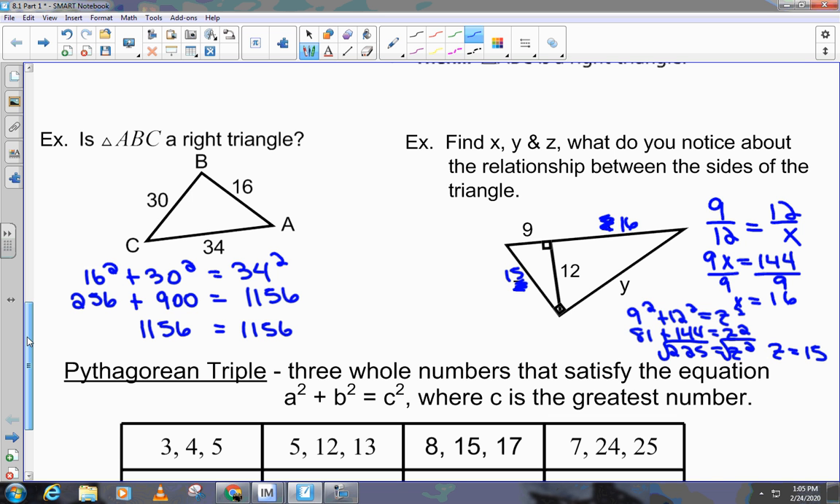Okay, what do we want to do to find y? Pythagorean theorem? Okay, so again, we've got 12 squared plus 16 squared equals y squared. So that's 144. What's 16 squared again? 256. Let's memorize that one. 144 plus 256 is 400. What's the square root of 400? 20.